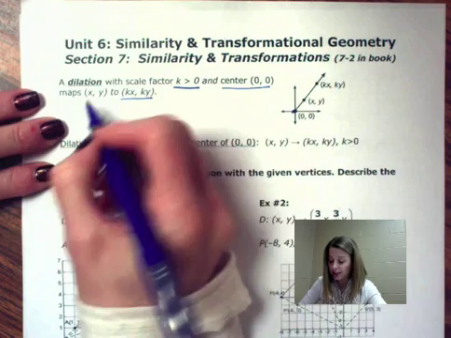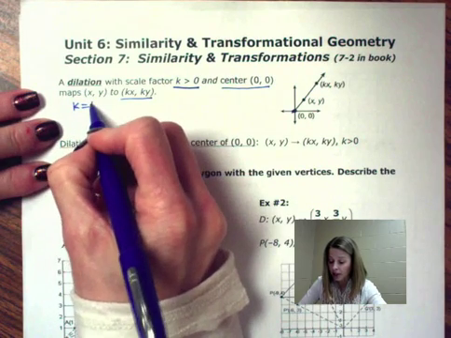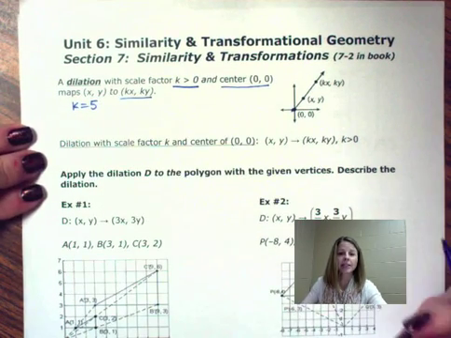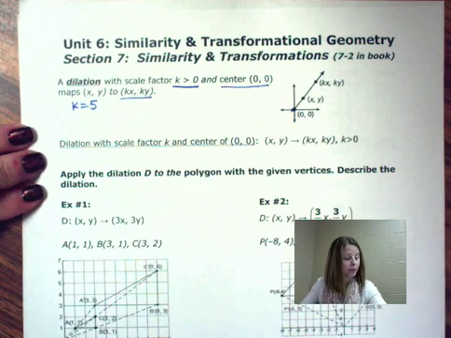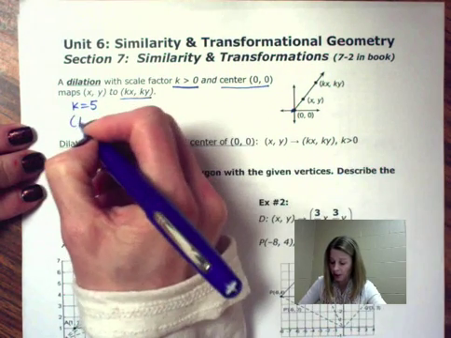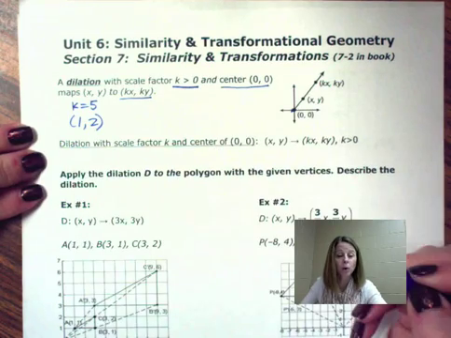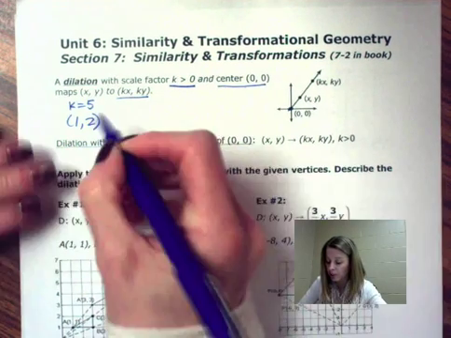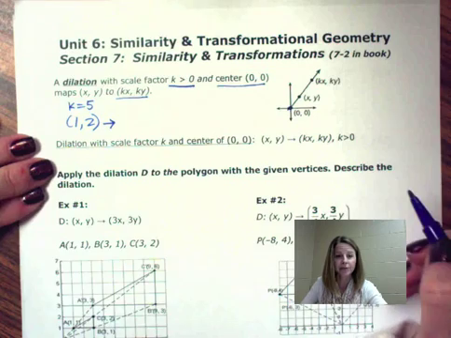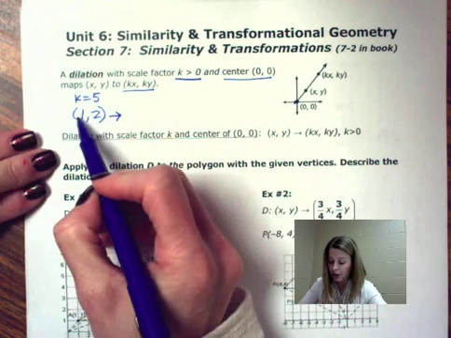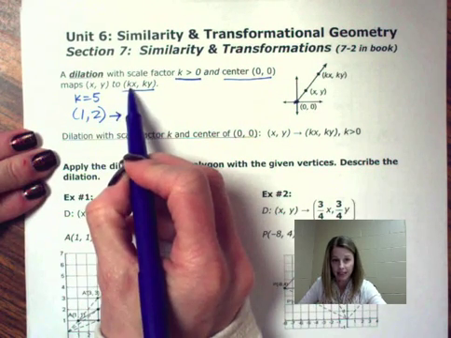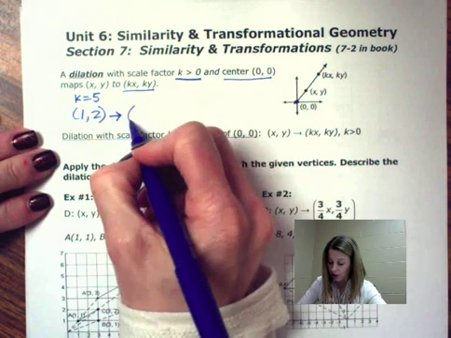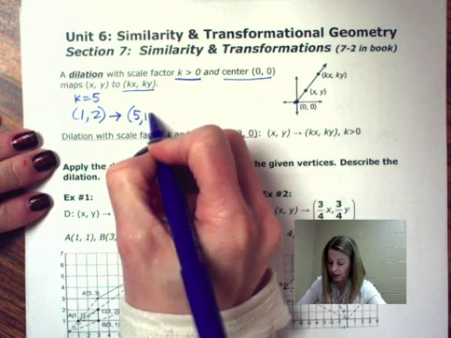Okay, so let's just say we call k equal to 5. That's the scale factor of 5. And so if we were going to have any ordered pair, let's just say randomly (1, 2). Any ordered pair that goes through a scale factor of 5, each number will get multiplied by 5, exactly how it's shown right here. So my new ordered pair would be (5, 10).